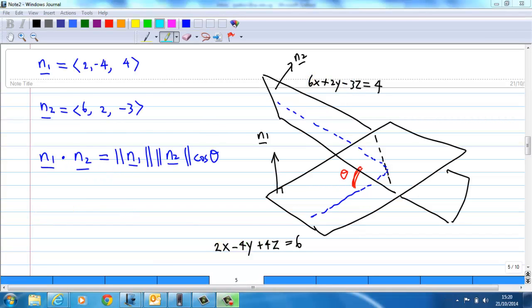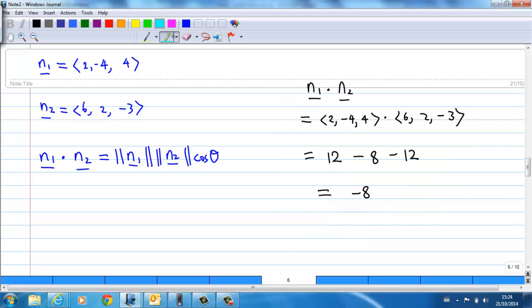To find the angle between n1 and n2, you can use a dot product. Recall that n1 dot n2 is equal to the length of n1 times the length of n2 times cosine theta, where theta is the angle between n1 and n2. Now let's compute n1 dot n2. This is equal to 2 times 6, you get 12. Minus 4 times 2, you get minus 8. 4 times minus 3, you get minus 12. Total is -8.